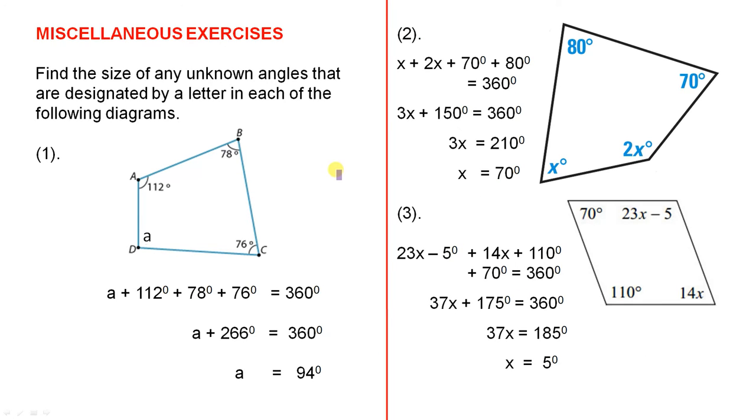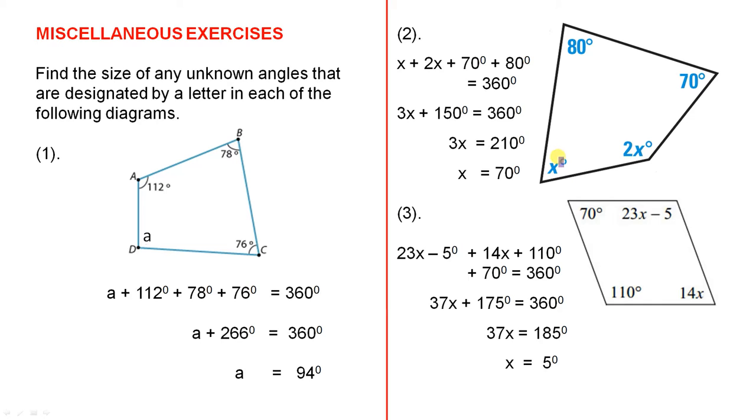Let's look at some exercises. Find the sizes of any unknown angles that are designated by a letter in each of the following diagrams. So here's our first one, where we have the four angles. If we add all those terms together, we get that line. That must be 360. Collect the like terms to give you A plus 266 is 360, so A must be 94 degrees. So we're using the rule here that the sum of the four angles of a quadrilateral gives us 360 degrees, and that enables us to solve for A.